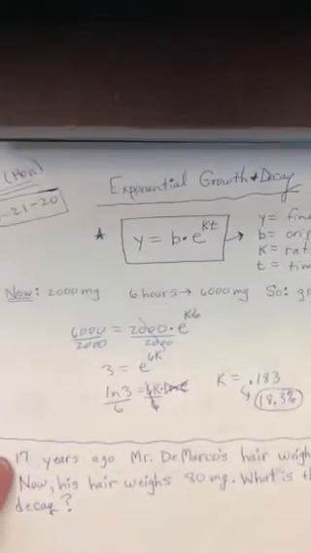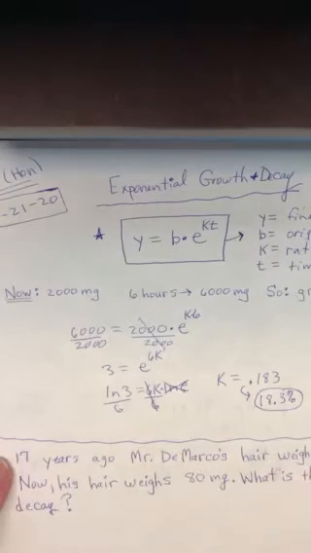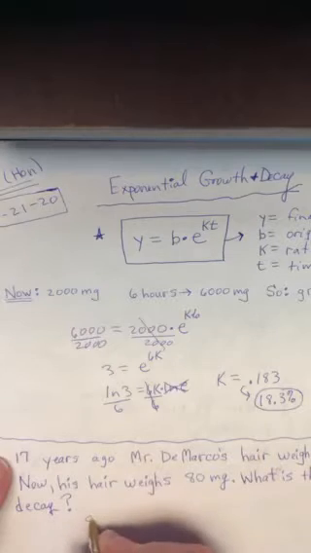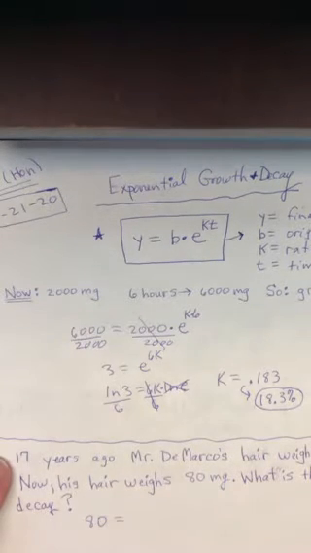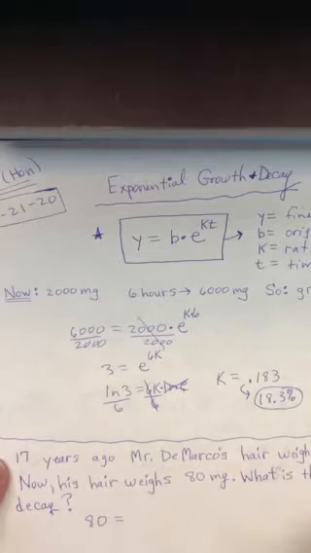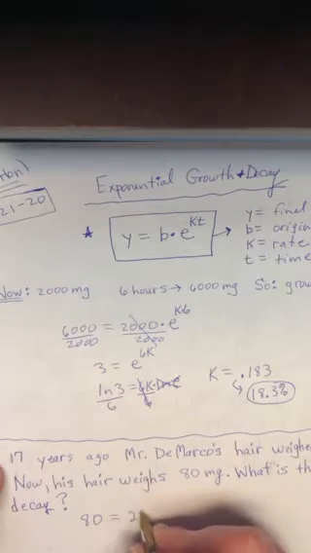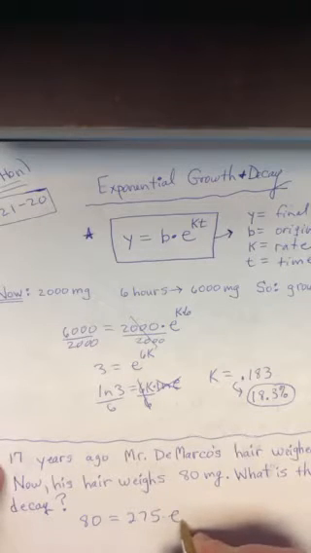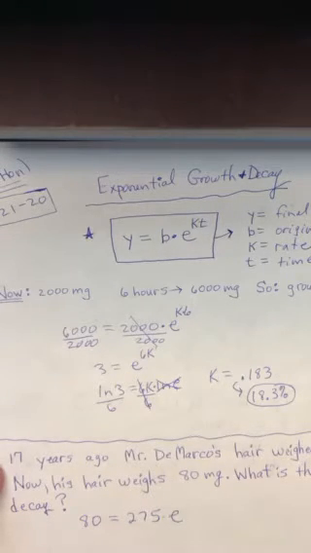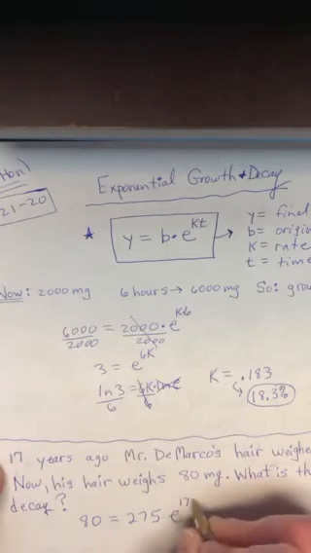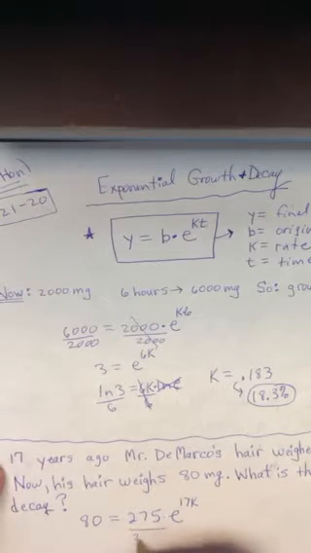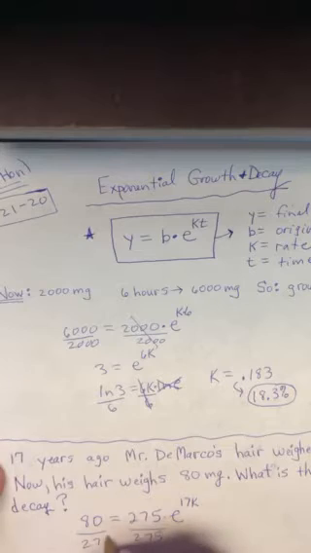So going back to our main formula, we've got everything we need to know, agreed. Y, the final amount of material, this hair currently weighs 80 milligrams. The beginning amount of material, back when he had a fuller head of hair, was 275 milligrams. Times e to the kt power, we're talking about 17 years, right? So 17k looks like our exponent. So dividing by 275, just like we did on that last problem.